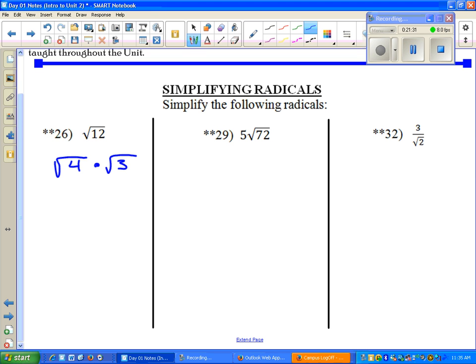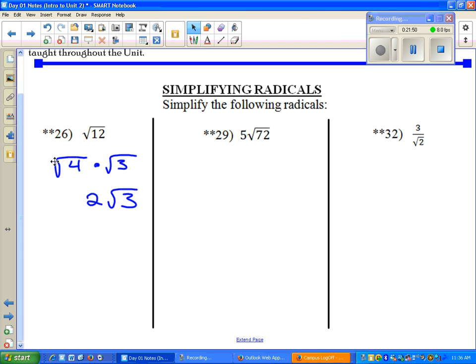So here we go. The largest perfect square that divides into 12 is 4. So I can write the square root of 12 as the square root of 4 times the square root of 3, correct? What's the square root of 4? So this is 2 square root 3.